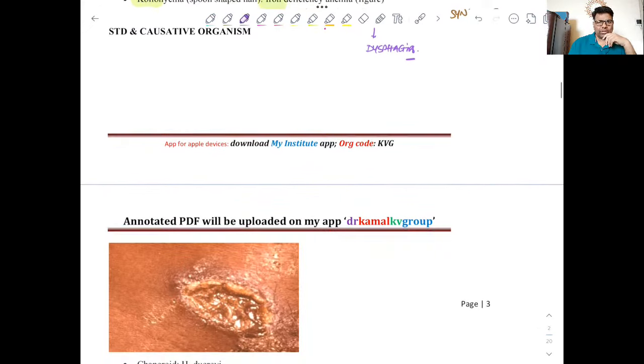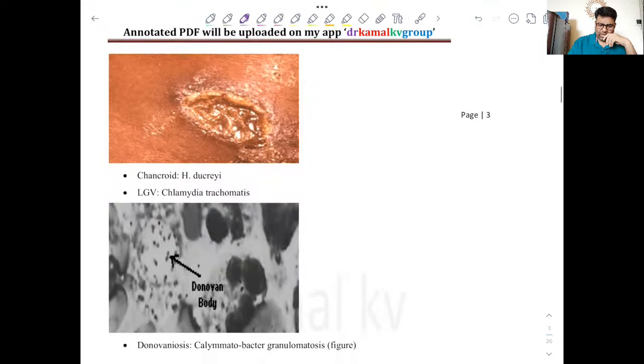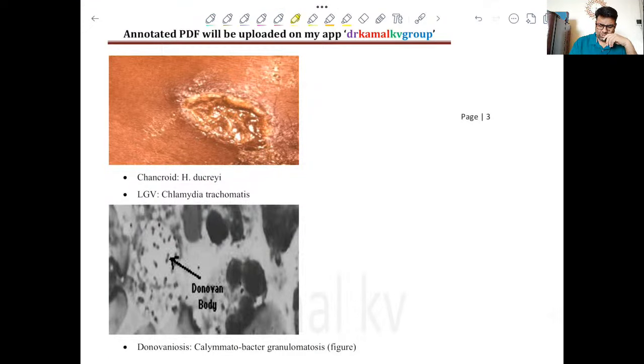Then certain sexually transmitted conditions, like one is chancroid, and this is caused by Haemophilus ducreyi. And here one needs to remember that the ulcers are multiple and painful, right? So if we talk about the features of ulcers here, we need to differentiate it from syphilis, primary syphilis, that is chancre.